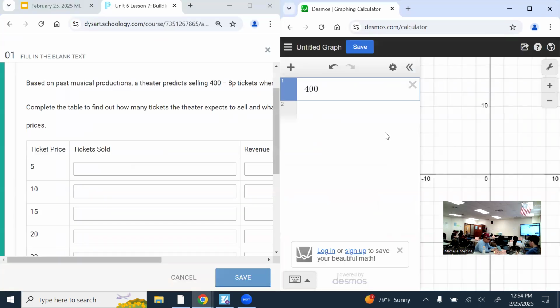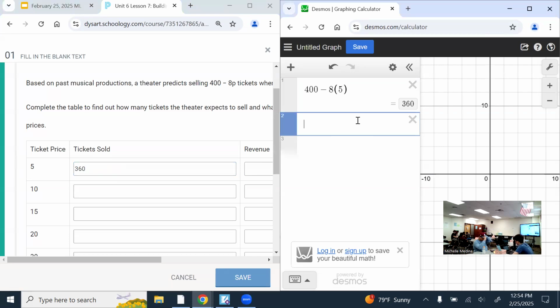So 400 minus 8 times P, the first P value is 5. That 360 is going to go here. My revenue, so that's how much money is being made, I need to multiply these together. Because if this is the price for each ticket and this is how many tickets I'm selling, that's how I'm going to get my revenue. So 360 times 5 is 1,800, and that goes here.